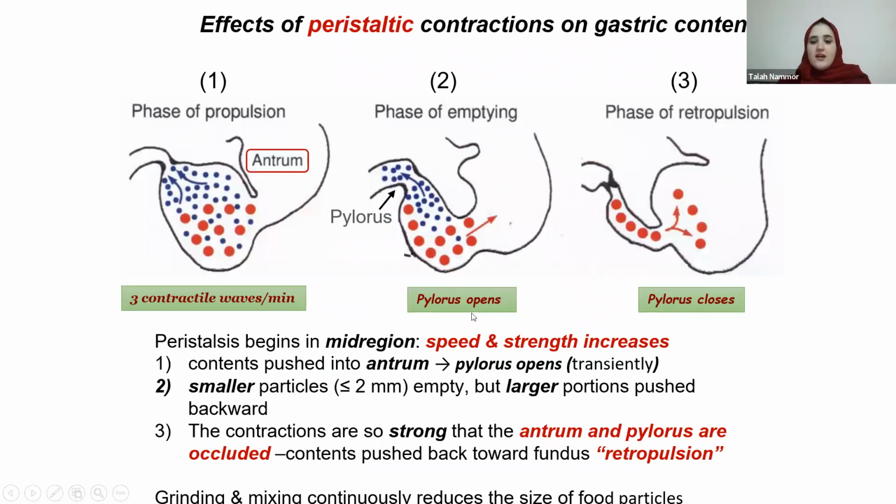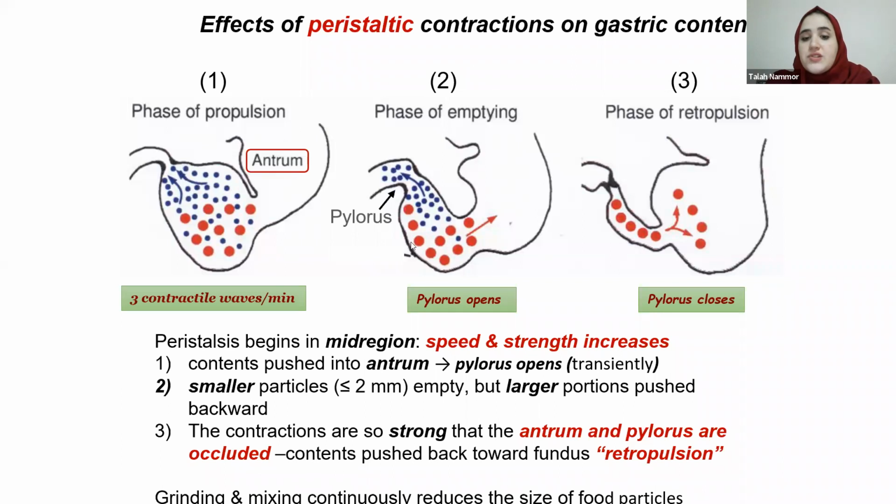Now, as we said, I asked you guys why we need the strength of the contractions to increase. Here we explain why. First of all, we have 3 contractile waves per minute. When we have a contraction, the antrum contracts. This contraction will force the pylorus to open. Okay, now the pylorus is open.